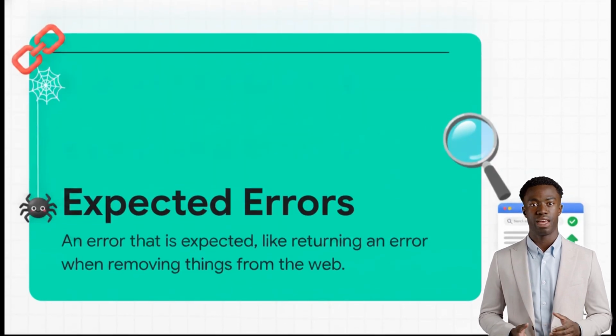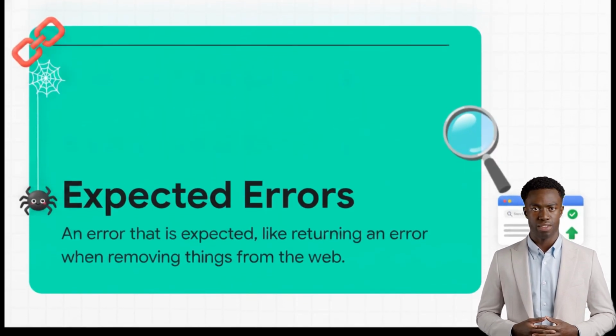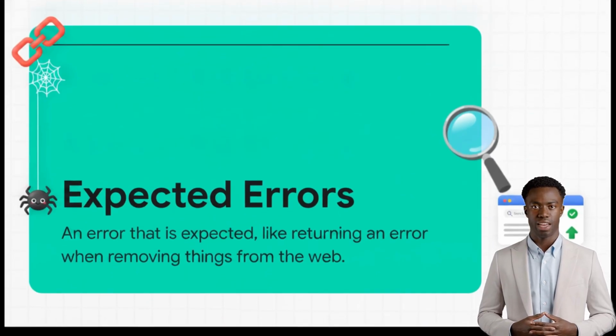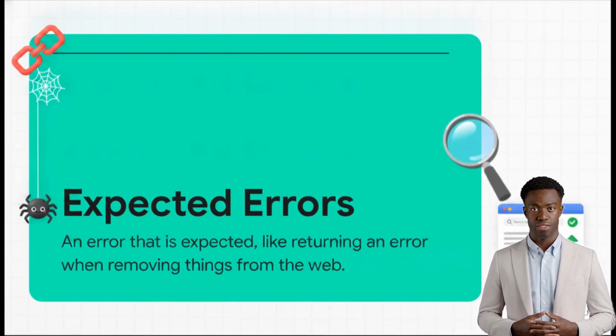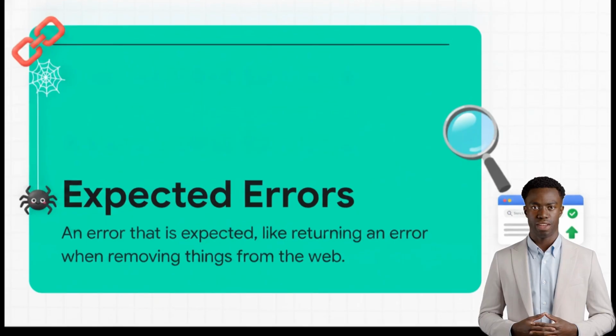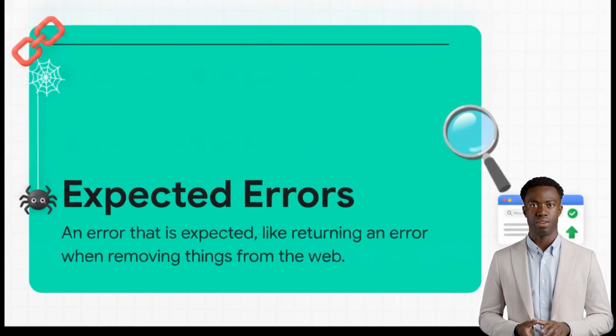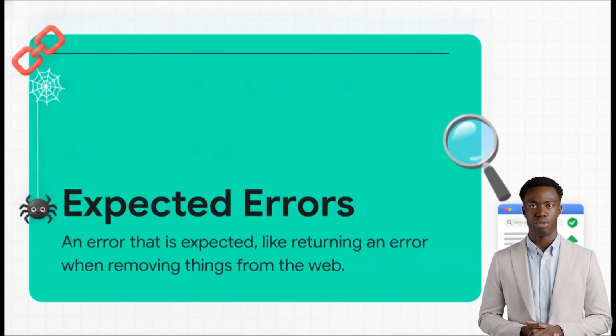Actually, not at all. As it turns out, an expected error just means the search engine is accurately processing the exact change you wanted it to see. A 404 simply means a page is gone. And if you intended for it to be gone, then honestly, a 404 is the system working perfectly. The search engine is just catching up to your intentional changes.